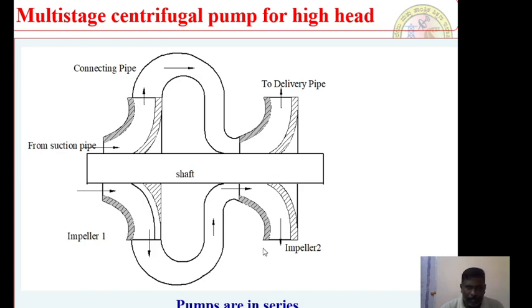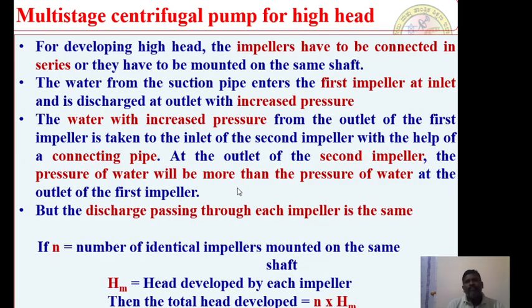This is the respective arrangement: the impeller 1 from the suction pipe, this is the connecting pipe, and this is the impeller 2. This is the common shaft upon which we have connected the respective impellers in series. For developing a high head, impellers have to be connected in series and mounted on the same shaft. The water from the suction pipe enters the first impeller at the inlet and is discharged at the outlet with increased pressure. The water with increased pressure from the outlet of the first impeller is taken to the inlet of the second impeller with the help of the connecting pipe.